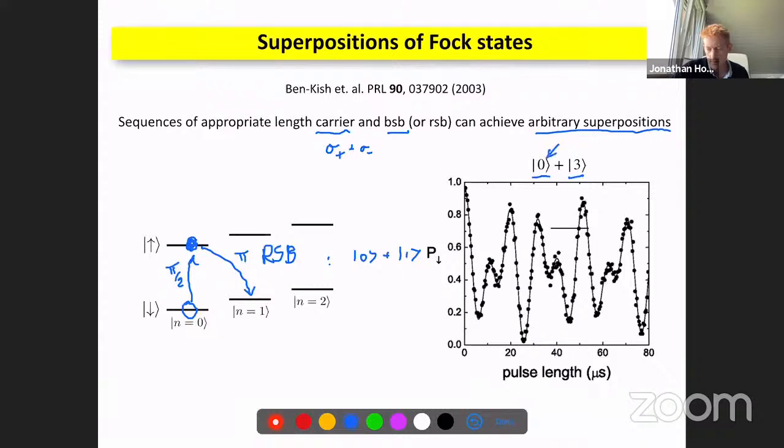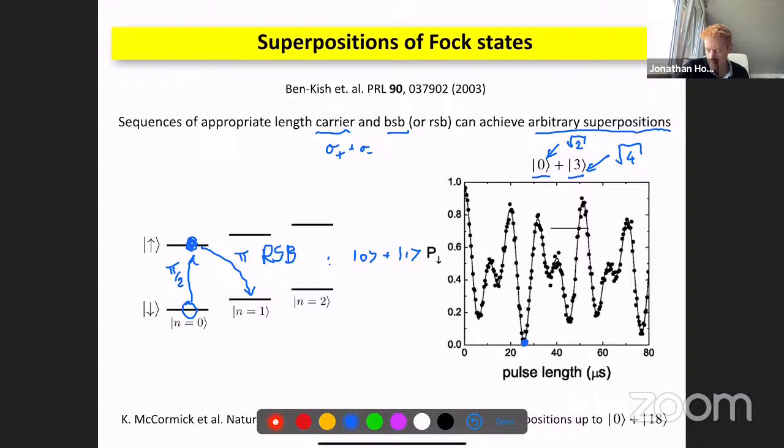So 0, this should flop at root 1, if you like. This is the square root of n dependence. And this one here should be at the square root of 4. So you should see two components, one of which oscillates twice as fast as the other. And indeed, that integer relationship is why at some point they completely invert the spin a little later on. So this was the first demonstration of this.